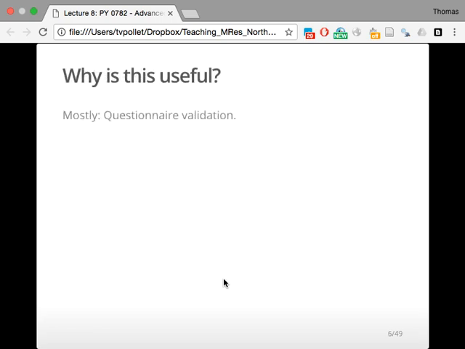Why is this useful? Mostly it's used for questionnaire validation, and usually people have hypotheses or theories about how many dimensions there are to personality. So you might be arguing for 5 dimensions of personality, and then you might want to test that against a 6-factor model or 4-factor model or a 3-factor model. So it's in order to validate that.